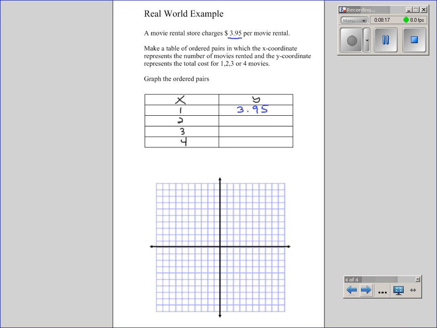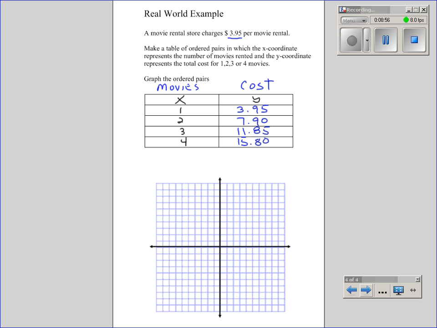Now for two videos, we just have to multiply $3.95 times 2, which will be $7.90. Three movies will cost us $11.85. And four movies will cost us $15.80. Okay, x represents the movies. y represents the cost.